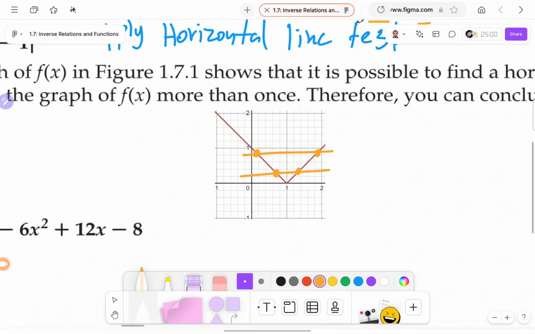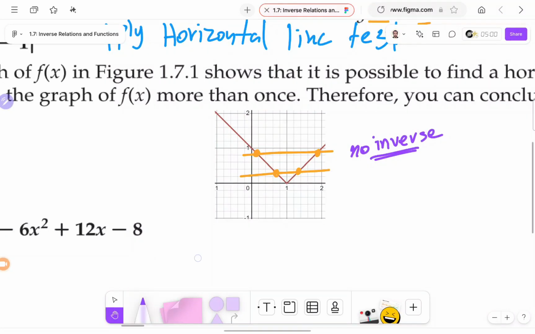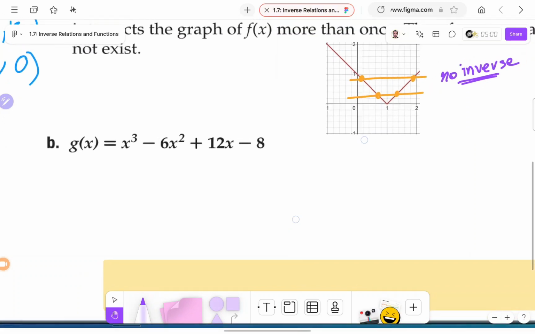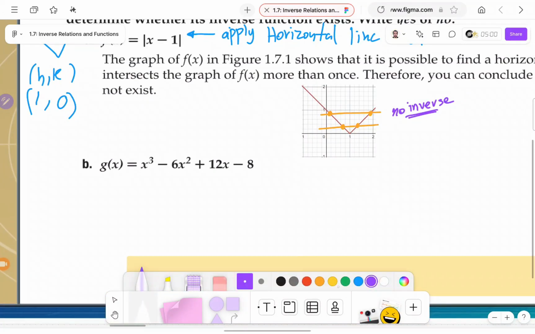As you can see, if even one line intersects at 2 points, then you don't have to do anything else. Just say no inverse. Let me write here again, there is no inverse. Now look at this graph here. Let's graph this function. As you can see, this is a quadratic function.